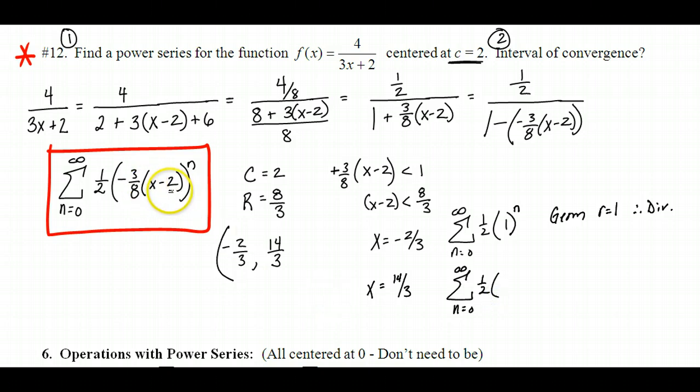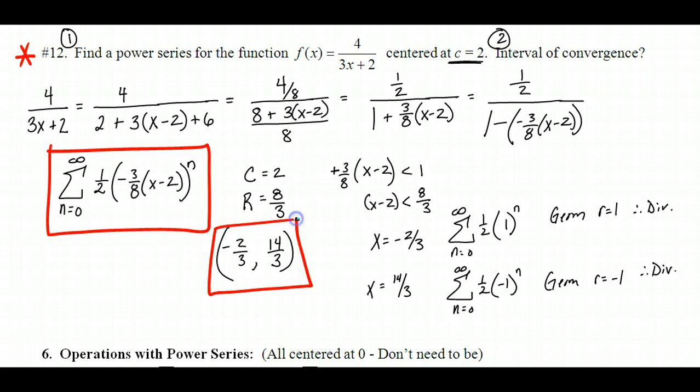If x is equal to 14/3, summation 0 to infinity, 1/2. 14/3 minus 2 is going to give us 8/3 times a negative 3/8 is going to give us a negative 1 to the power of n. This again, believe it or not, geometric. Our common ratio is negative 1. Therefore diverges. And we have found our interval of convergence.